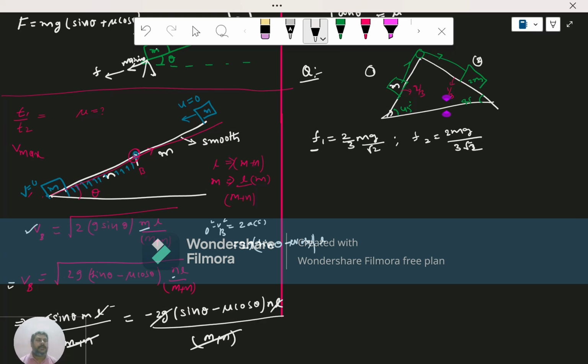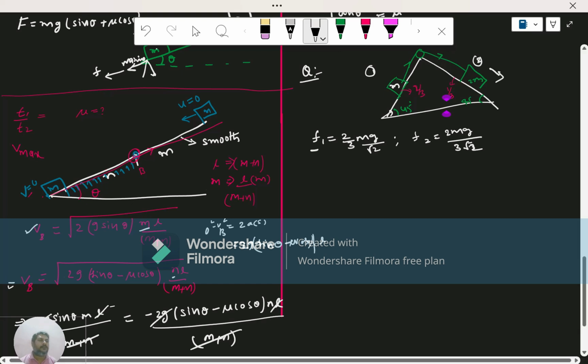So let's consider those two are moving with a common acceleration. 2m is moving down and m is moving up. We can take m moving down and 2m coming up. So now take the free body diagram of 2m: 2ma is equal to 2 mg by root 2 minus T plus F2.